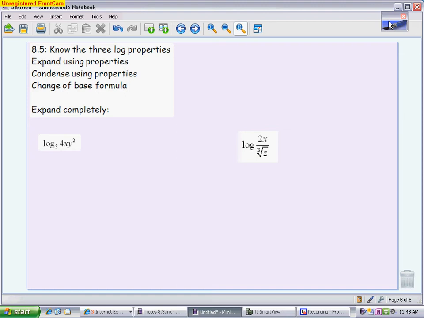And then we had our power property, which takes whatever we're taking the log of something to a power, that power comes out front and becomes the coefficient.